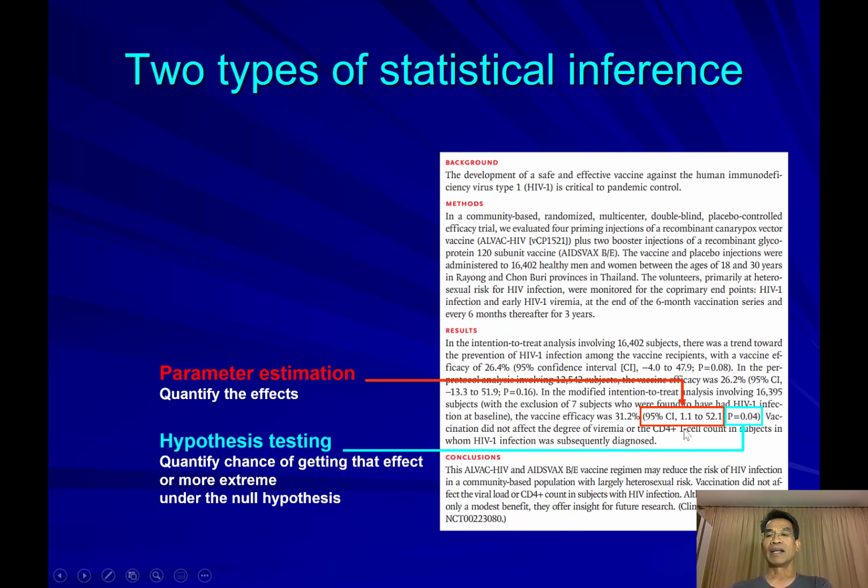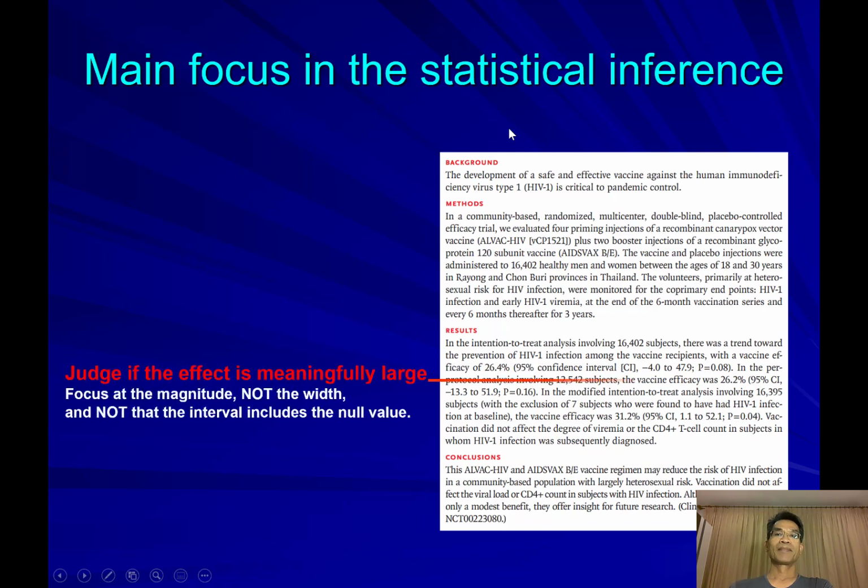The second type is hypothesis testing. It quantifies the chance of getting an effect of this size or more extreme under the null hypothesis of no efficacy. So the answer here is significant, with a p-value of less than 0.04. So these are the two types of statistical inference.